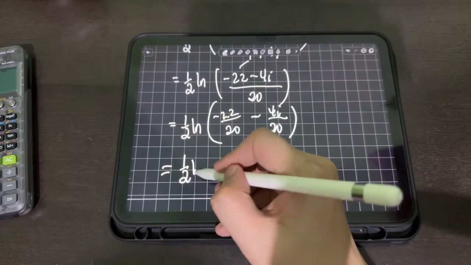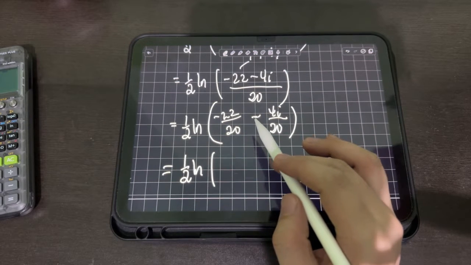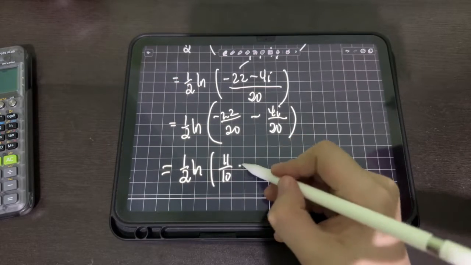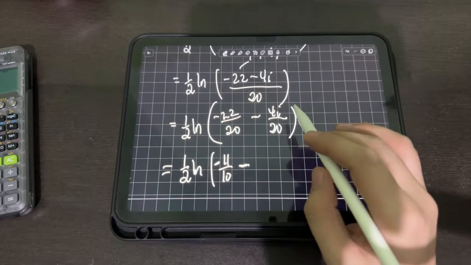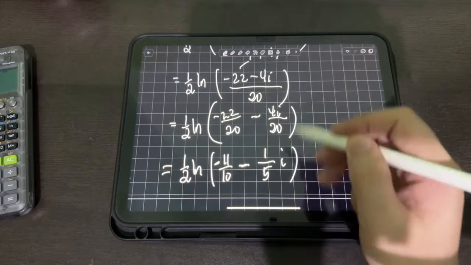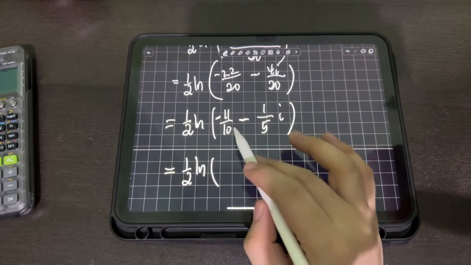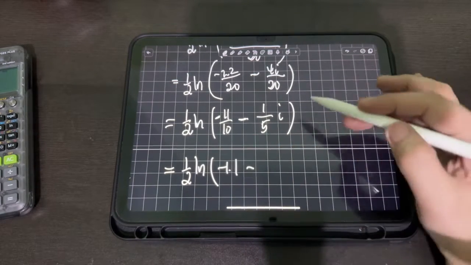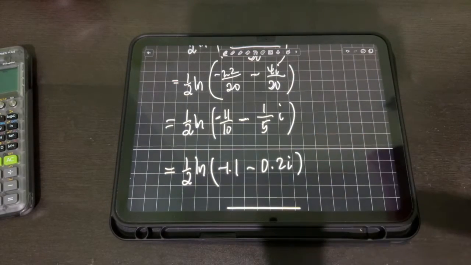In lowest terms, negative 22 over 20 is what? Negative 11 over 10, minus 4i over 20, lowest terms, it's 1 over 5. In decimal, negative 11 over 10 is negative 1.1. How about 1/5 in decimal? Negative 0.2i. Okay?